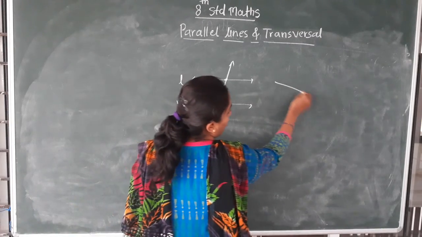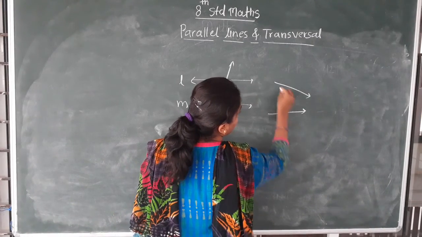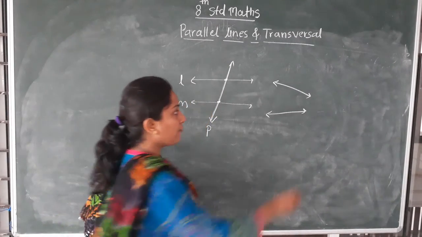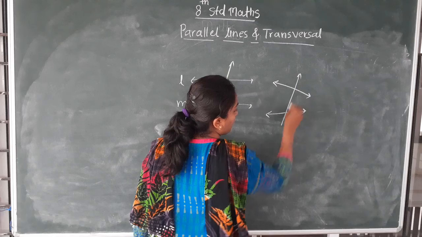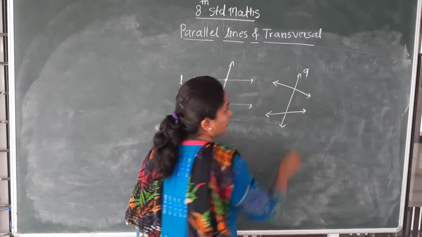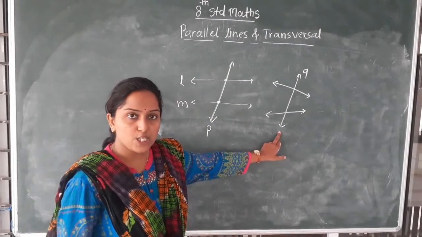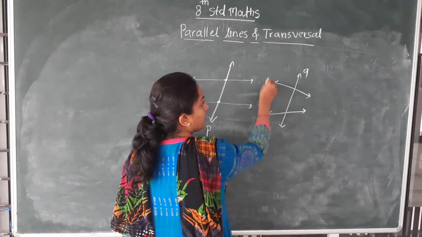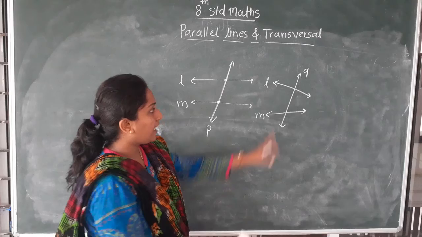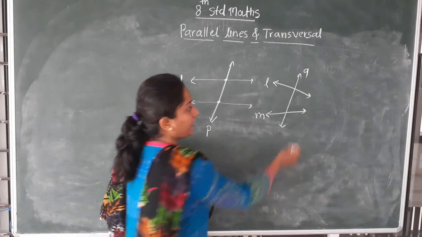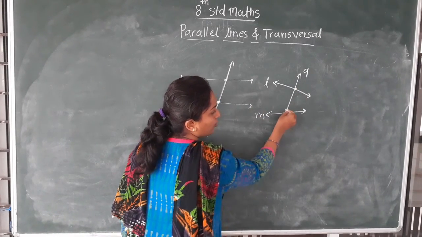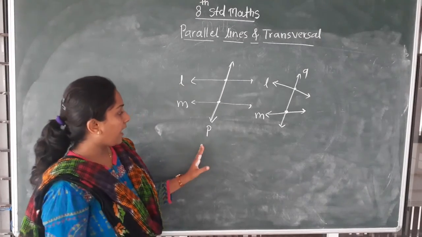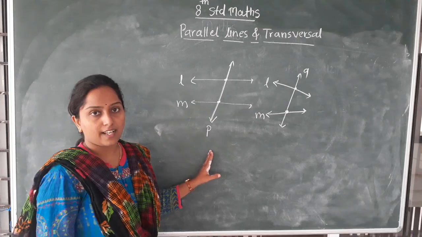If I draw like this, these are two lines, and if I draw one line here, suppose line Q, then Q is the transversal here because line Q intersects line L and line M in two distinct points. That's why Q is called a transversal here, and here line P is the transversal.